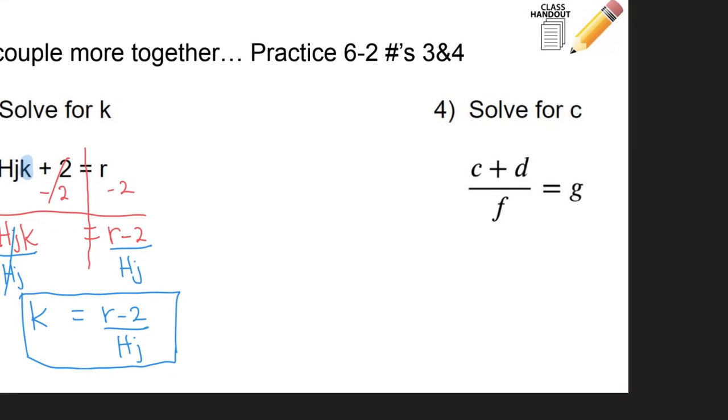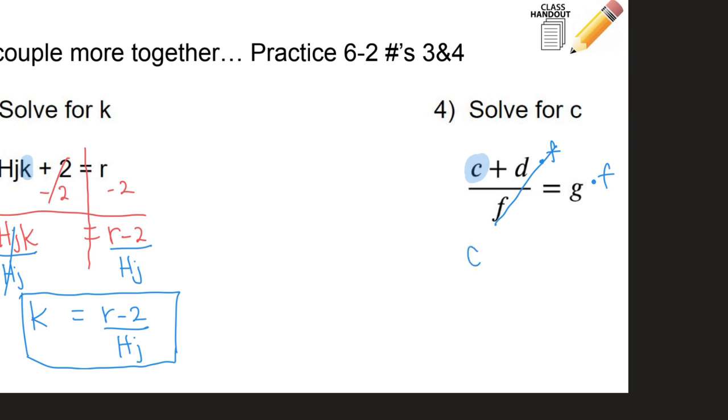All right, number 4, we're solving for C. So we need to get rid of everything next to C. There are two things happening to C. We're adding D and we're dividing by F. So first we're going to undo the divided by F, and we're going to undo that by multiplying by F. Then that's going to cancel out the F in the denominator because F divided by F is 1.